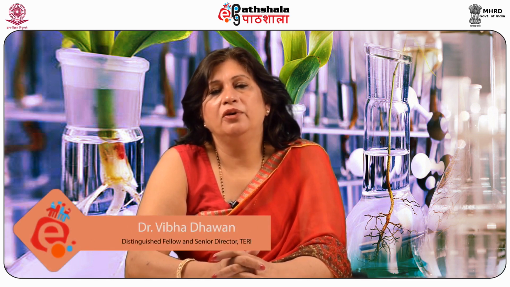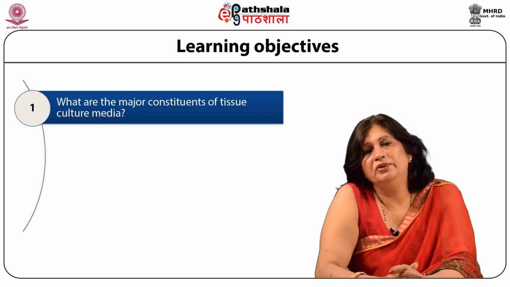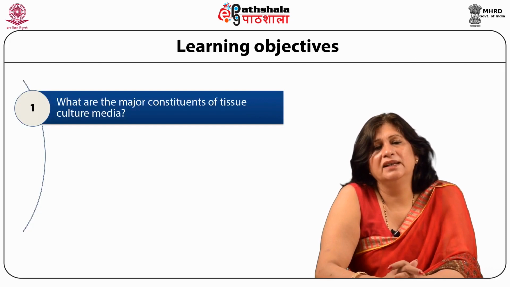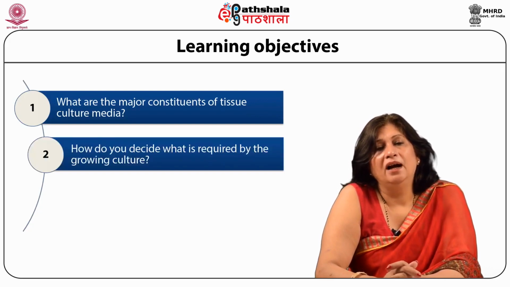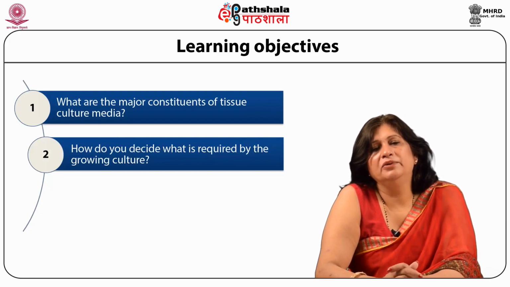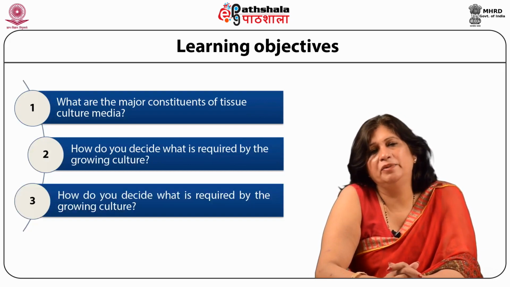Today we are going to talk on the module Medium Constituents and its Preparation for Plant Tissue Culture. It's under the paper Plant Biotechnology and Crop Improvement. What you are going to learn in this module is: what are the major constituents of tissue culture media? How do you decide what is required by the growing culture, and how is media prepared?